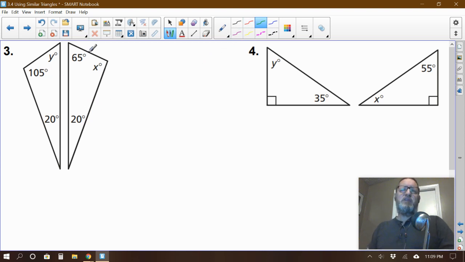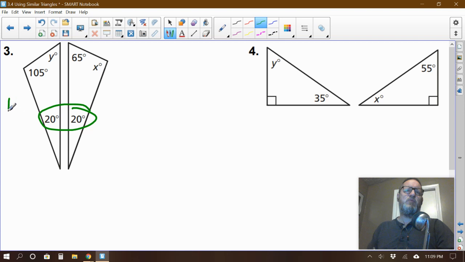Okay, let's look at this one. Alrighty. So they look similar, the shape of them, and they already have a 20 in common. What we have to do is prove either if this one right here is 65 to match this one, or if this one's 105 to match this one. All right, so here we go. Let's work on this first triangle.